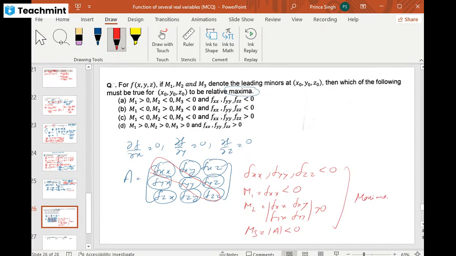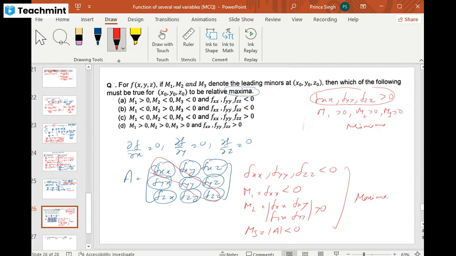And what about the minima? For minima, all the derivatives should be positive and principal minors are also positive. Then this is the condition of minima. And for neither maxima nor minima, they are of opposite sign.